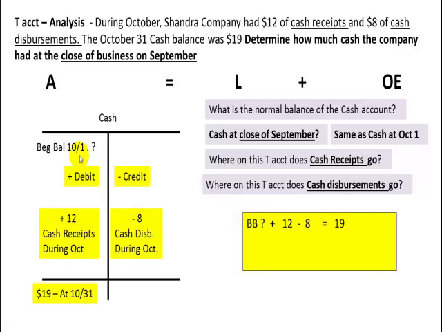looks something like this. The beginning balance we don't know, but we know it had $12 worth of debits, $8 worth of credits, and an ending balance of $19. So we can solve for that beginning balance by combining all this on the left side. So now the beginning balance plus $4 equals $19. So the beginning balance had to be $15. So that's our answer, $15. And we're done with this piece.